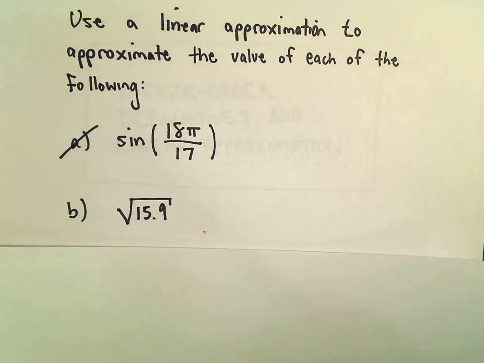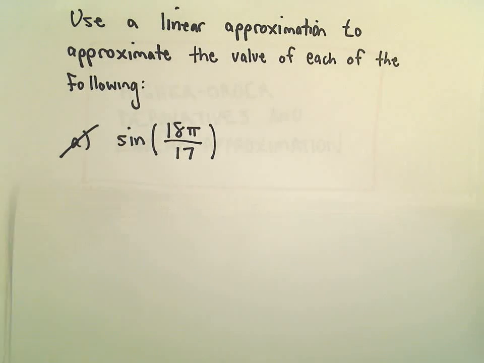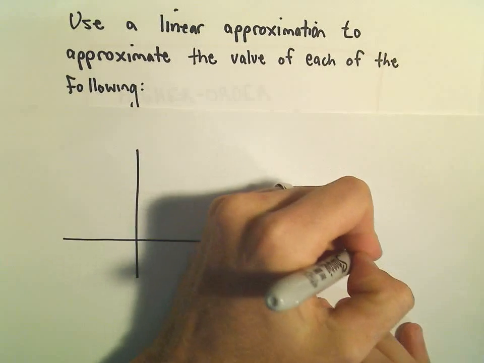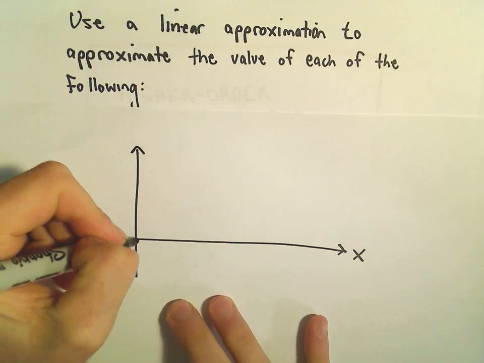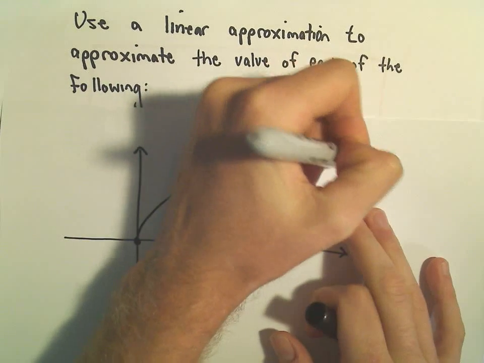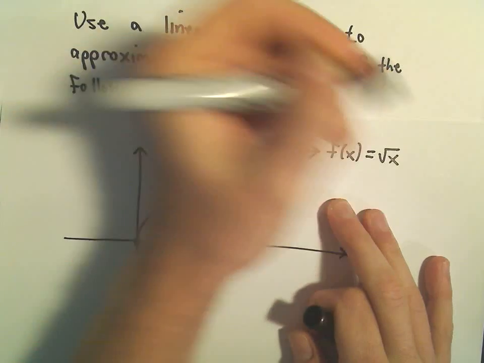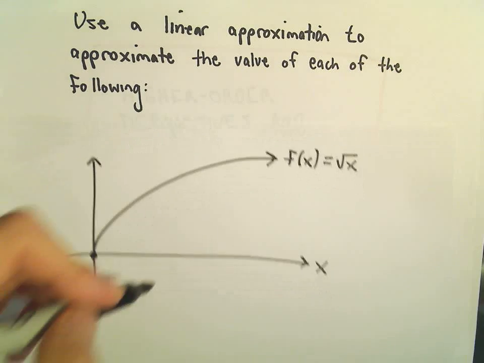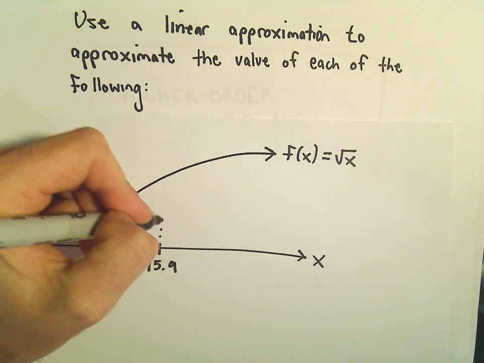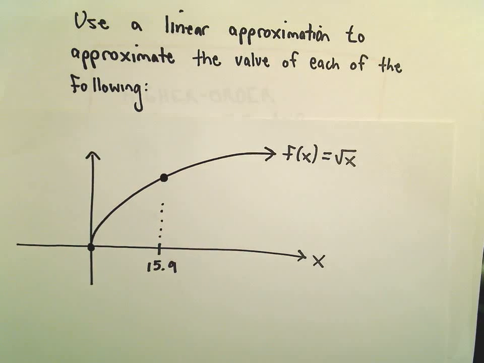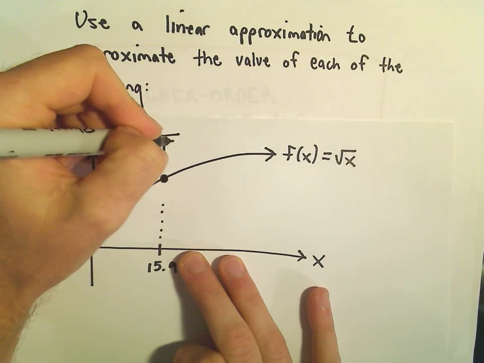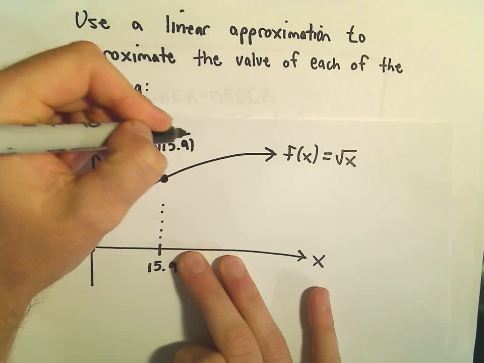So the graph that I'm going to draw, we're trying to take the square root of a number. Well, so I'm going to draw the square root function. And y equals square root of x just looks something like that. So again, what we're trying to do is take 15.9 and plug it into our function and get the true y value, right? So here's 15.9 comma the square root of 15.9, whatever that value is.